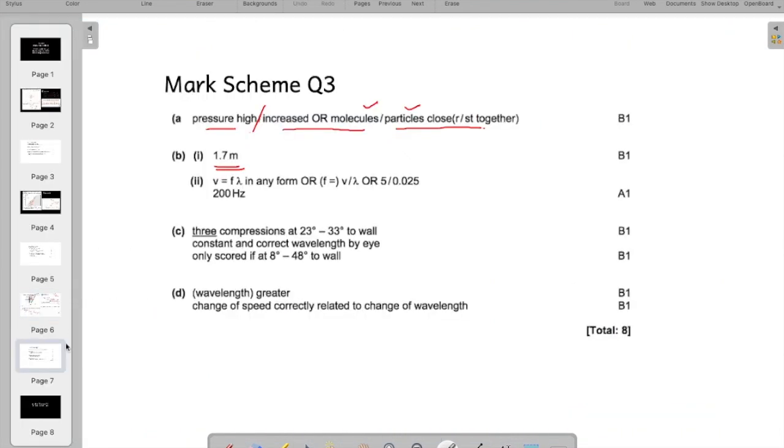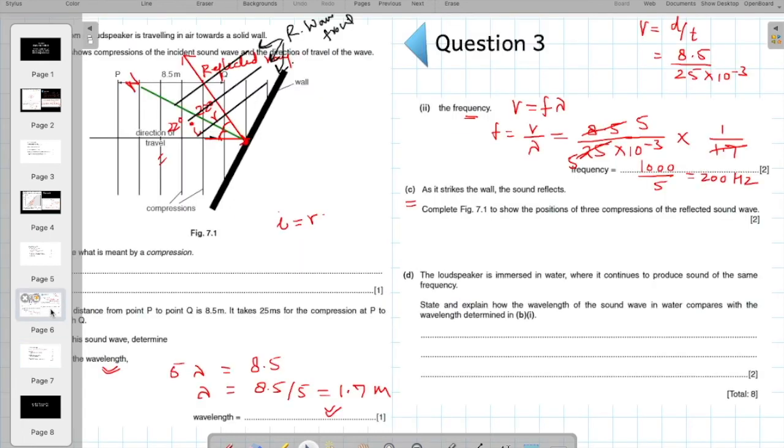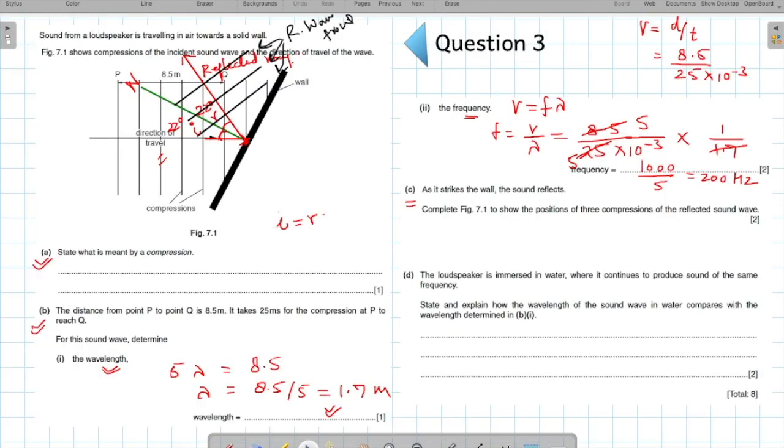Let us go through the mark scheme. For C, it's a 2-mark question. How do you score the 2 marks? 3 compressions at least, which should be 23 to 33 degrees through the wall just by the look of the eye. Constant and correct wavelength, that means the spacing between the wavefronts before should be equal to the spacing between the wavefronts after the reflection. Alright.